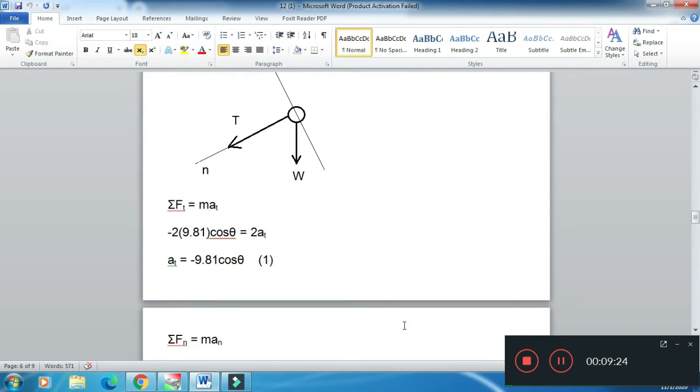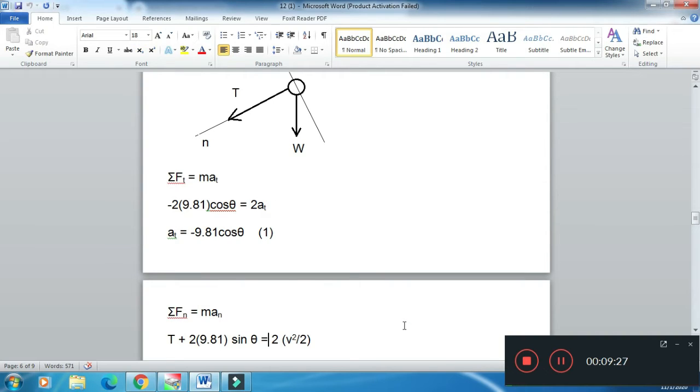Then we apply the equation of motion in the normal direction. In the normal direction we have tension in the chord, which will be positive, and then we have the component of weight. The component of weight is mass into g multiplied by sin theta. In this figure the angle between weight and normal is theta. So when we take the sine component, we get the component of weight in the normal direction.